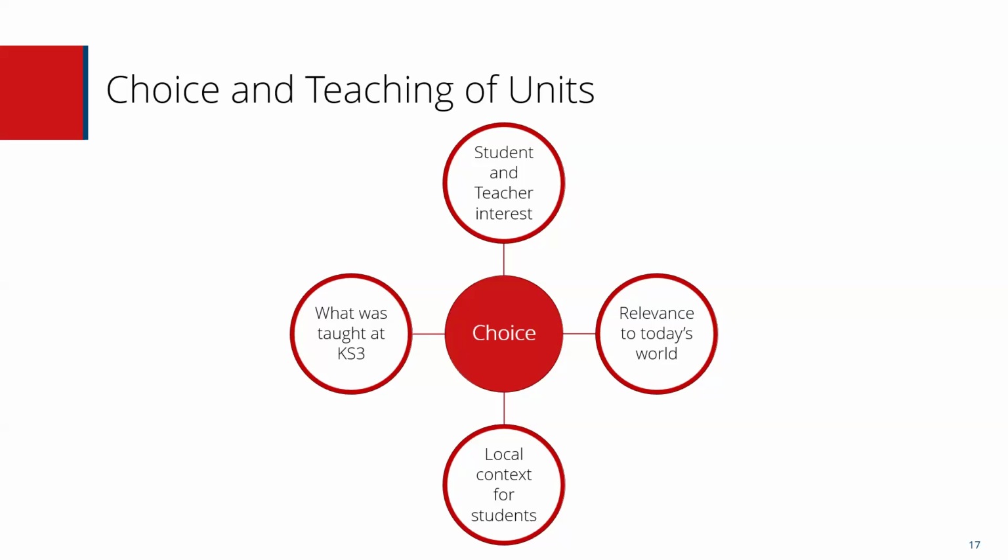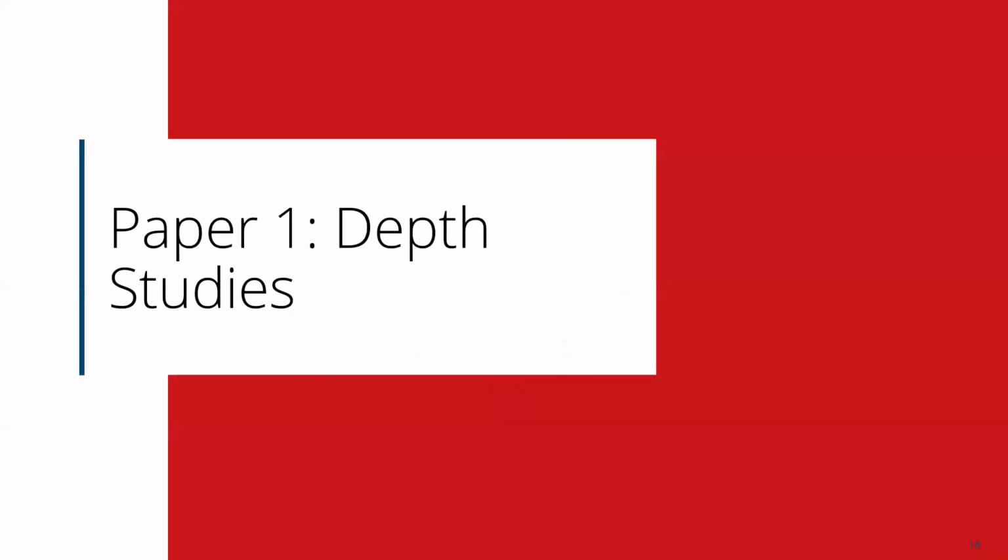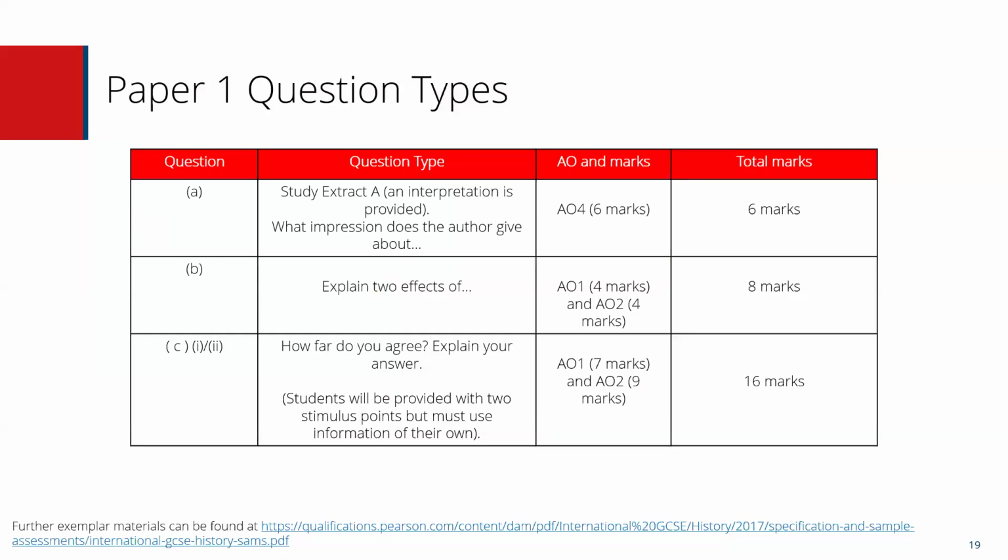Okay, so let's now go on and have a look at Paper 1. Let's look at the Paper 1 question types. The exemplar questions that we're going to look at are in your document pack. Have a look at that in a second. I will guide you when to go and have a look at that.